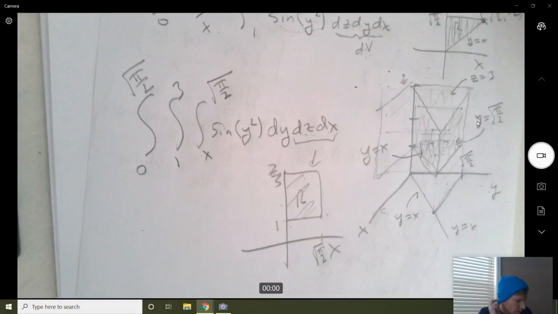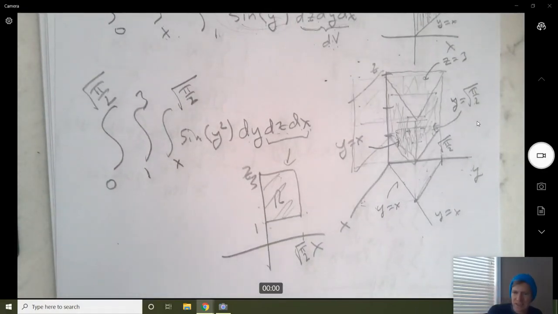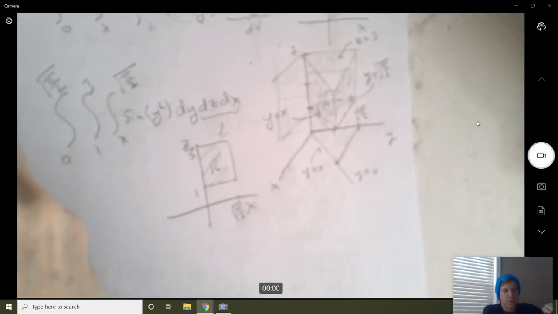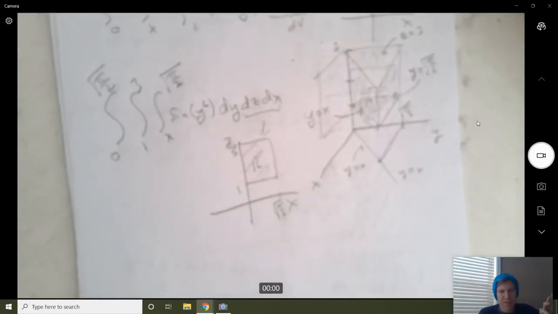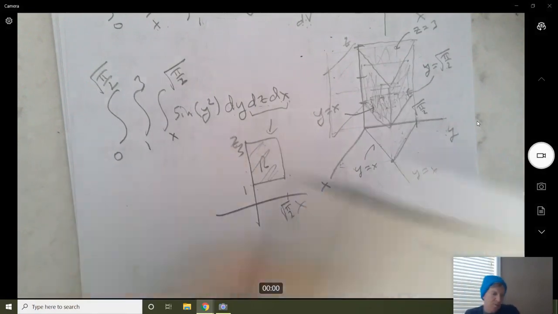One more thing I want to talk about is how you decide if you're going to do the y's first, the x's first, or the z's first. I'm going to show you a couple of pictures. Our book doesn't really describe them as type 1, type 2, type 3 regions, and I'm kind of glad they don't. I don't care what you call them, but the concept is actually pretty good.